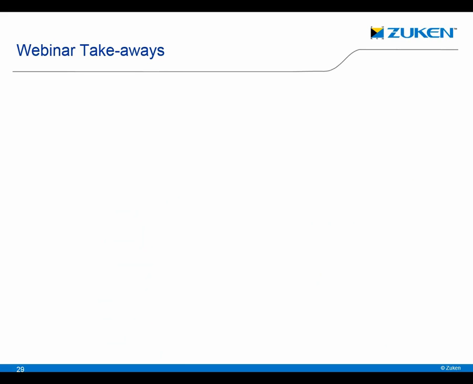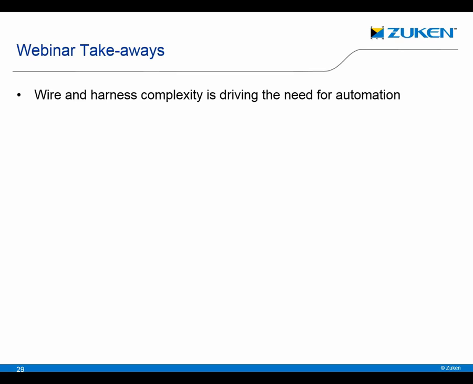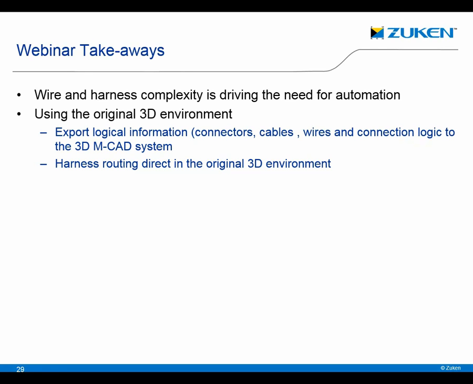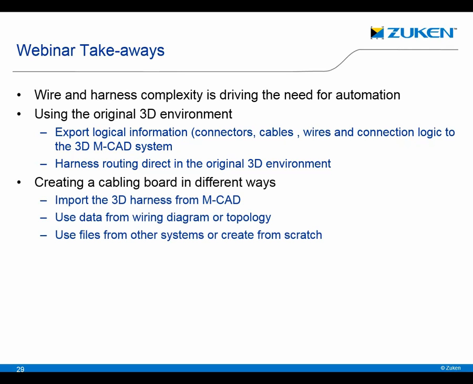Now let's talk about the webinar takeaways. For complex harnesses, there is an urgent need for automation. If a 3D MCAD tool is available, this should be used to do the routing of the harness in the original 3D environment. There are different possibilities to create a cabling board: import the 3D harness from the mechanical cut if available, or use data from wiring diagram or topology, or use Excel files, or create the cabling board from scratch.